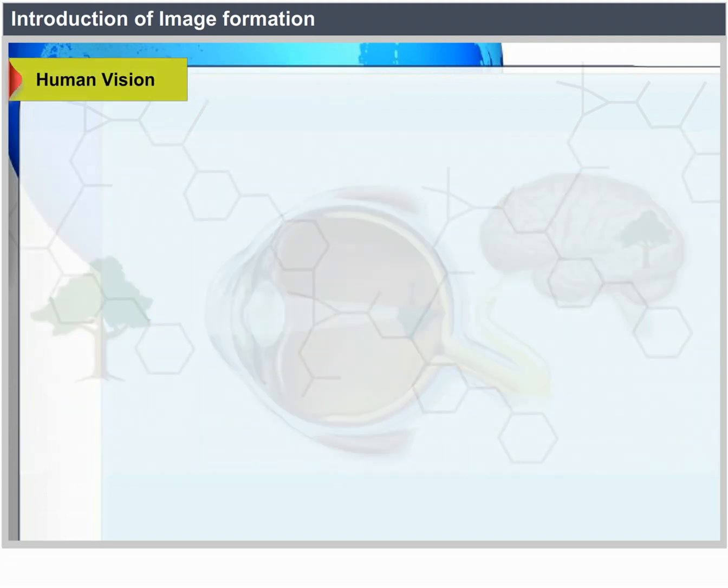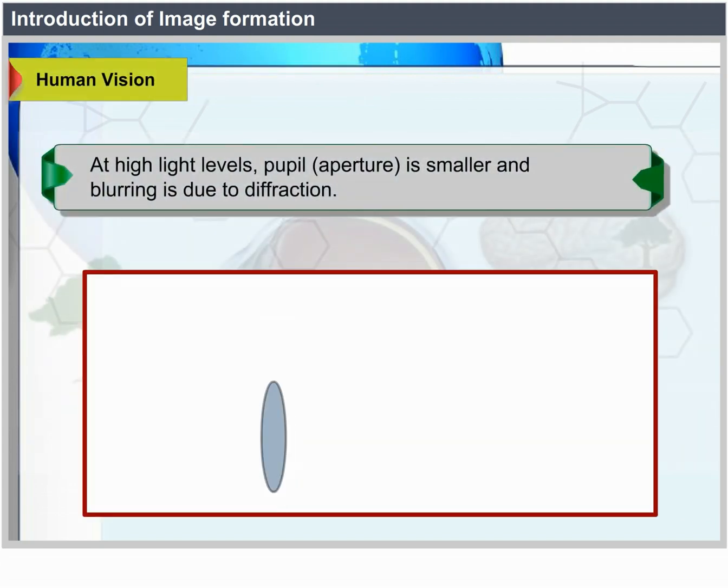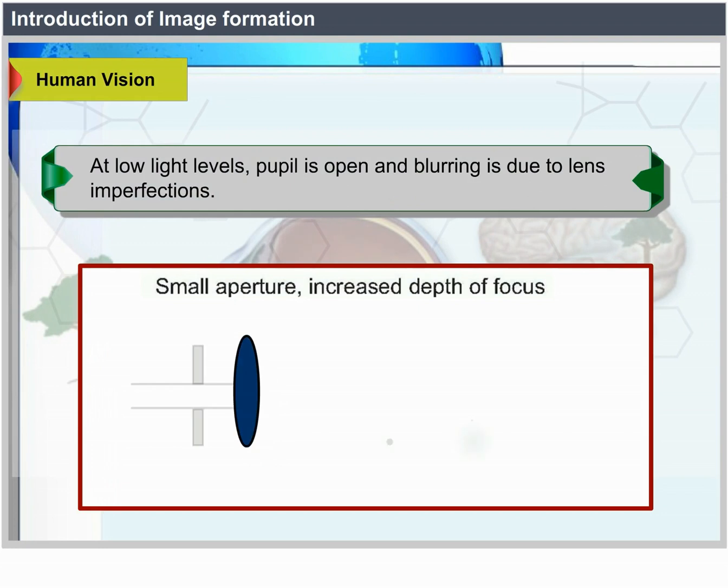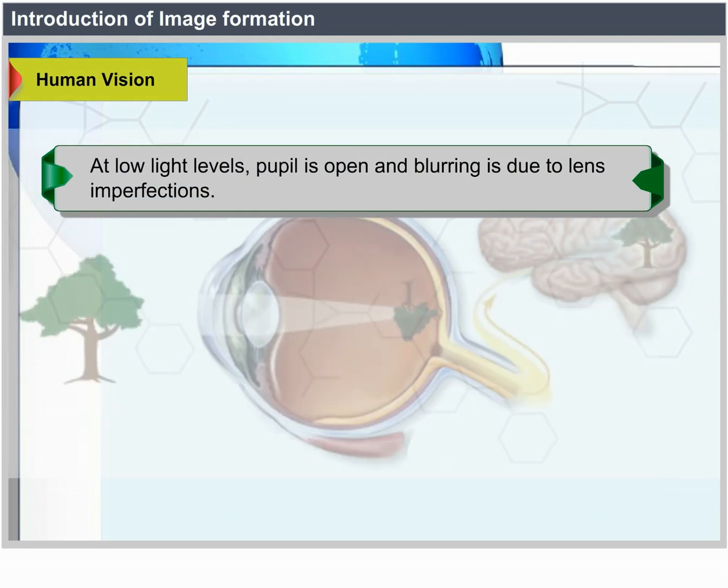Human vision. At high light levels, pupil aperture is small and blurring is due to diffraction. At low light levels, pupil is open and blurring is due to lens imperfections.